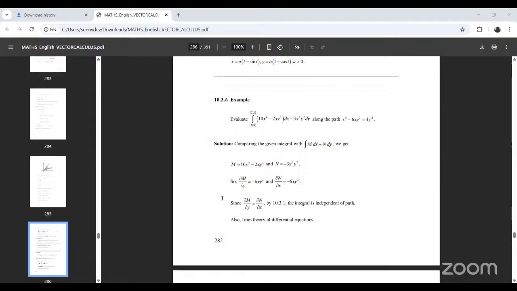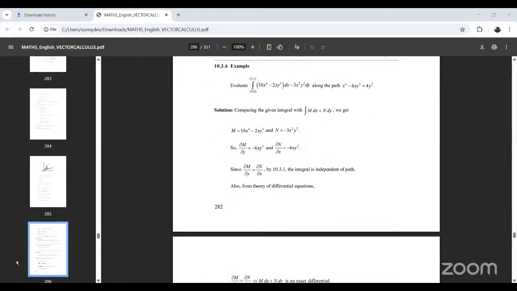So this is Green's theorem. See, here is one example. Evaluate the integral from (0, 0) to (2, 1) of 10x to the power of 4 minus 2xy cube dx minus 3x square y square dy along the paths. So compare with these things, this is M and this is N.